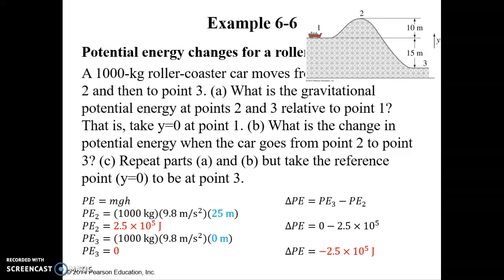for part C, it asks us to repeat part A and B, but take the reference point to be at point 3, and set that equal to 0. Now if we repeat the whole problem, but take the reference point at point 3, of course our potential at point 2 and point 3 would change values, and obviously point 3 is 0, but notice that the change in potential between point 3 and point 2 stays the same value. So no matter where you pick the reference point for potential energy, the change in potential energy between 2 points always stays the same.